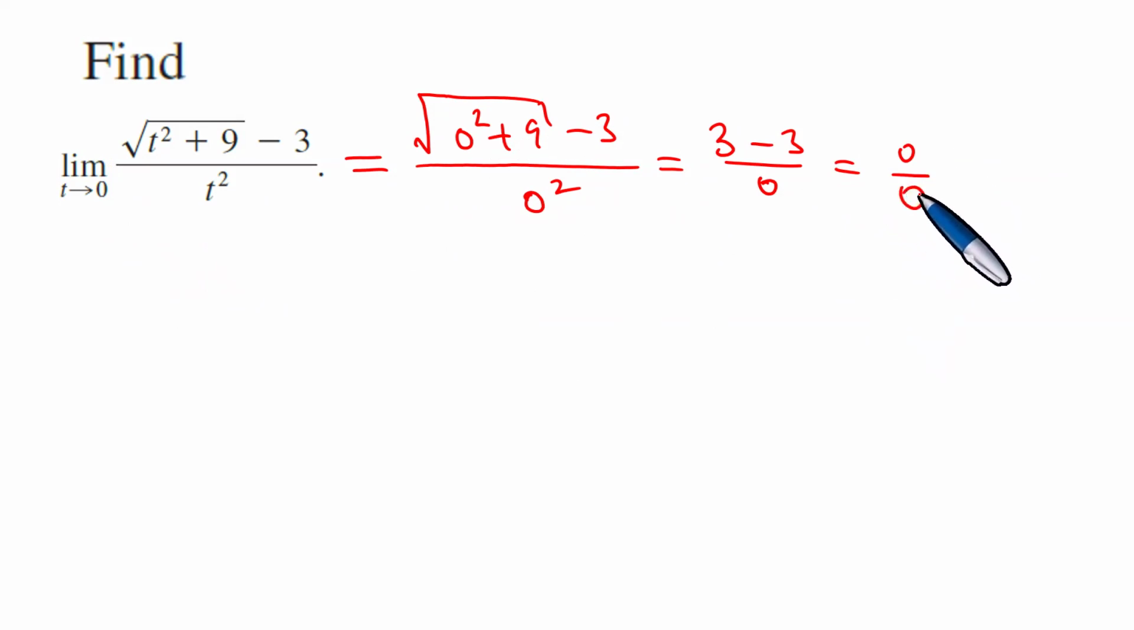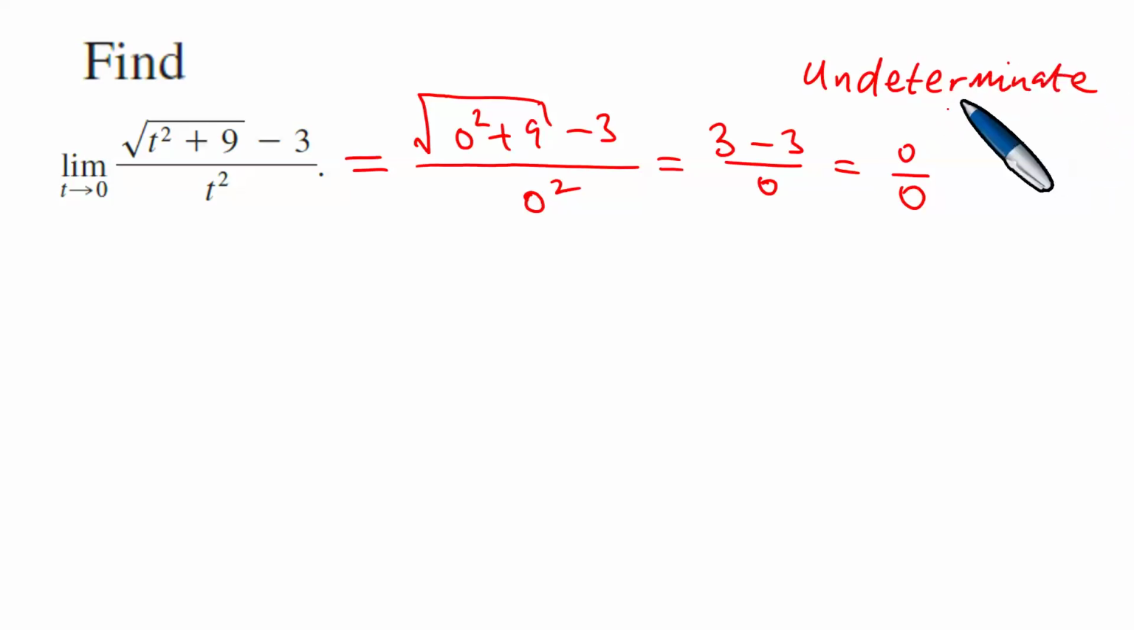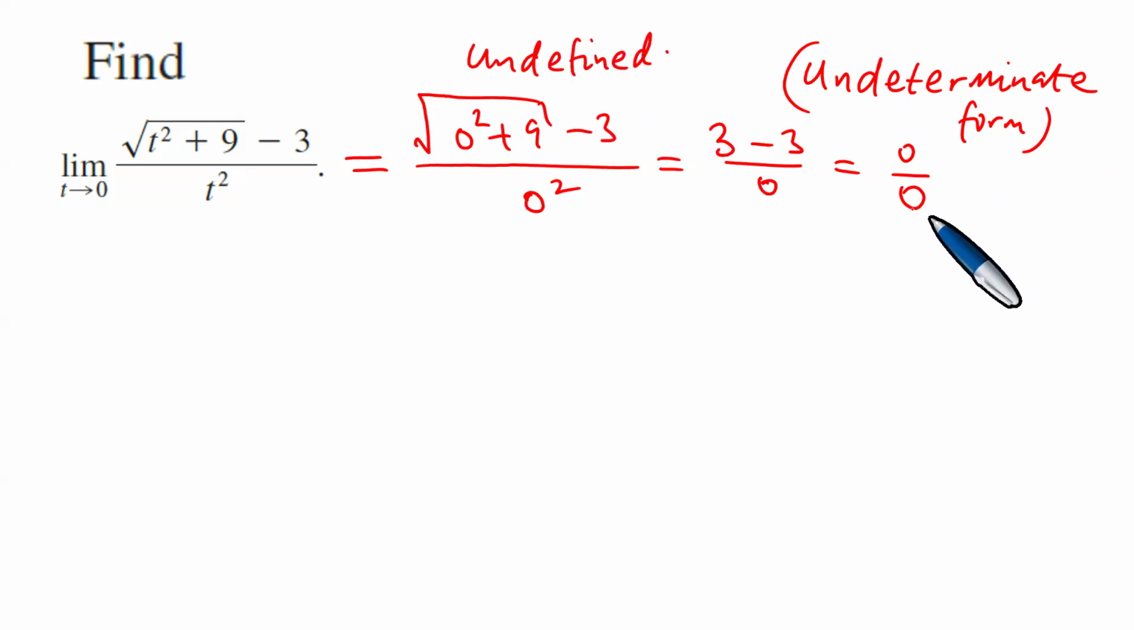0 divided by 0, what is it? Never mind that. I'm teasing you because it's called the indeterminate form. Or you can say it is undefined, because there's no definition for this in mathematics. So 0 over 0 is not known. Now, if we substitute straight away, we're getting 0 over 0, which is an indeterminate form.